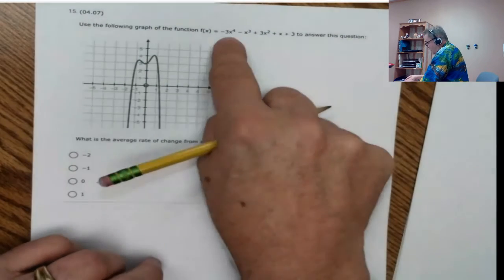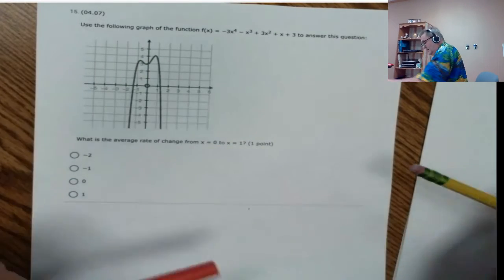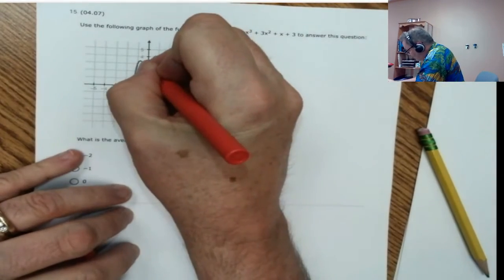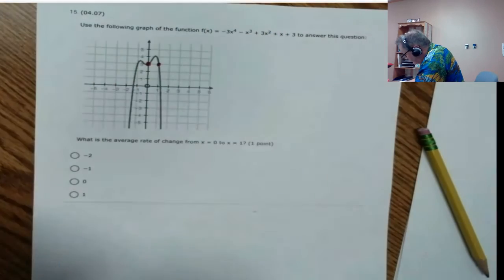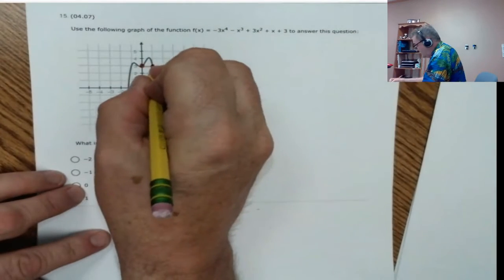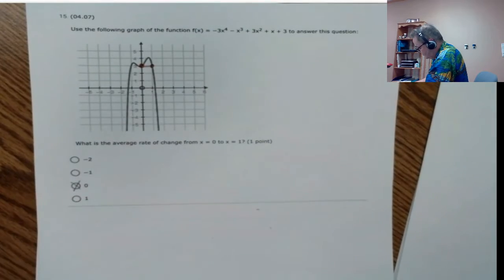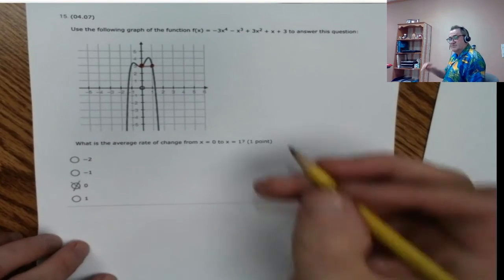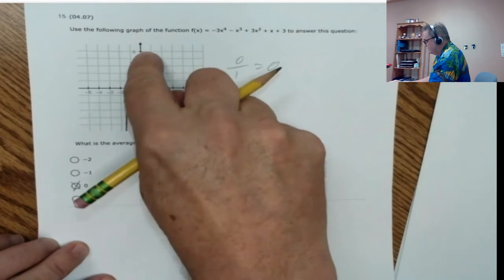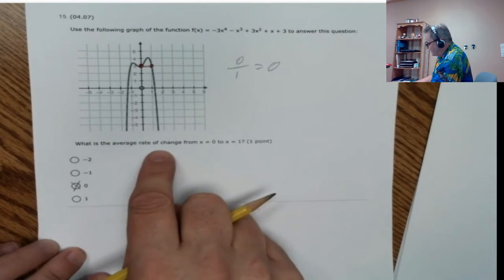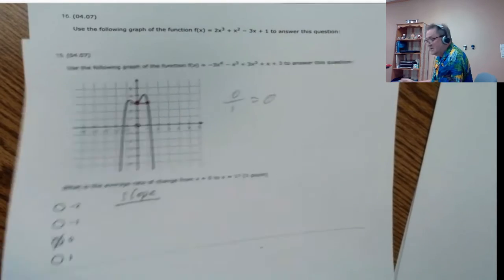Okay, use the following graph to answer this question. Here's the function. What's the average rate of change from x equals 0 to x equals 1? Okay, well, let's see. When x equals 0, we're right here. When x equals 1, we're right here. And when we draw a line, what's the slope of that line? The rise is 0. So it doesn't matter what the run is. 0 over anything is 0. Slope is 0. Doesn't matter what it does in between there. I just want to know from this point to this point, what's the average rate of change? It's another word for slope.